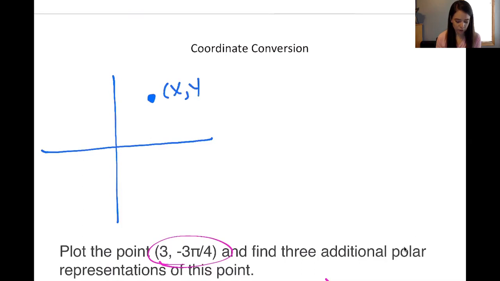And we're going to call this coordinate X comma Y. But we also could call this coordinate R comma theta. Okay, so let's talk about how we would get to that coordinate in both of these forms.